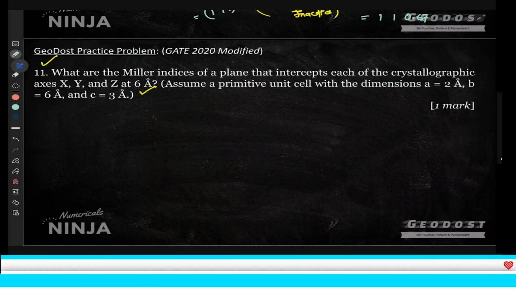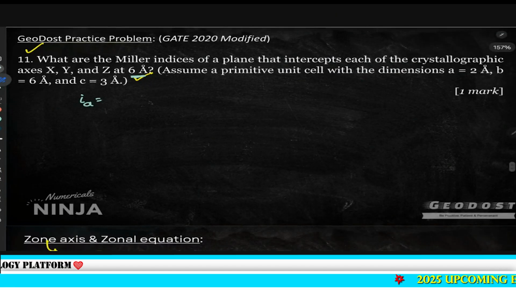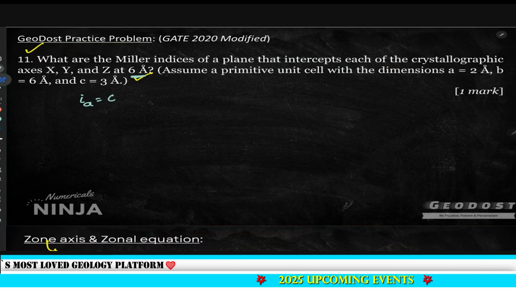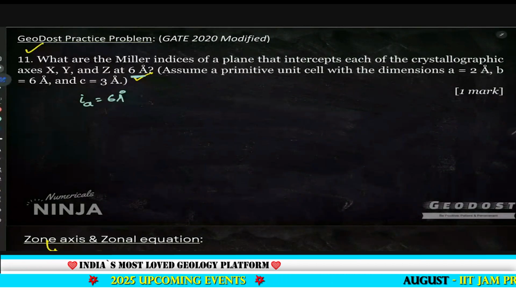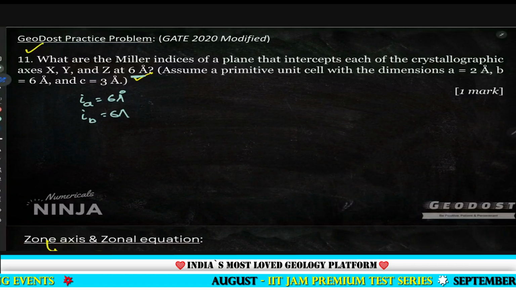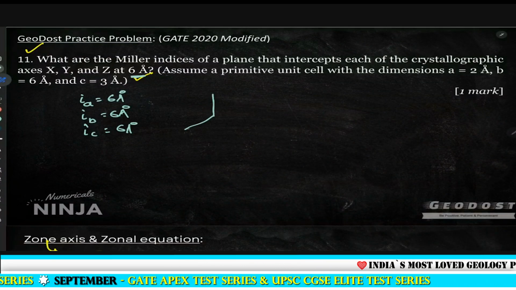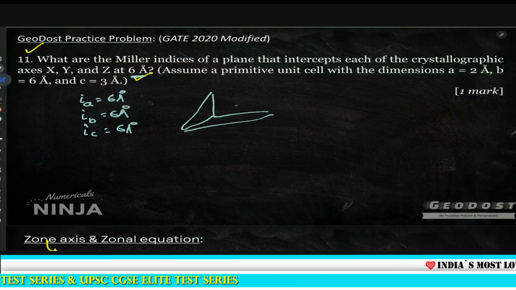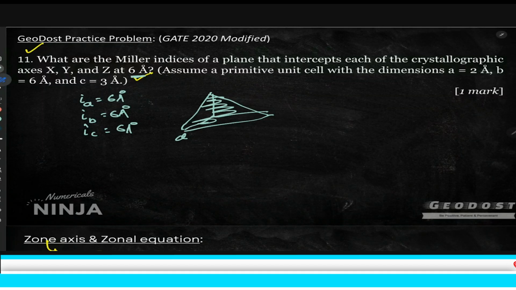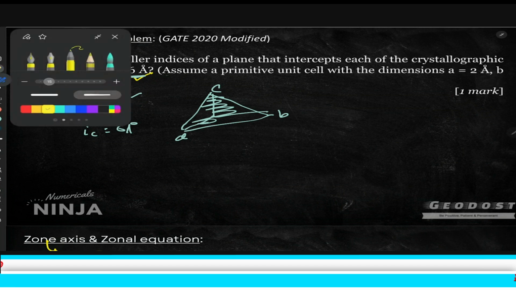What are the Miller indices of a plane that intersects each crystallographic axis at 6 angstrom? Okay, then what will the axial intercept be? It will be 6 angstrom. Okay, a will be 6 angstrom, b will be 6 angstrom, c will be 6 angstrom. That means if there is a plane like that, suppose there is a plane, then it cuts the crystallographic axes a, b and c at the same distance. That will be 6 angstrom.